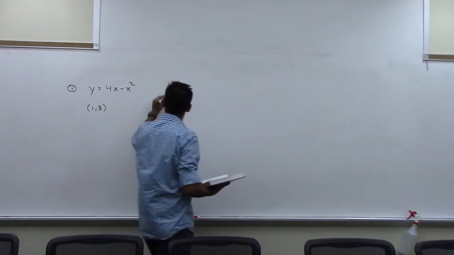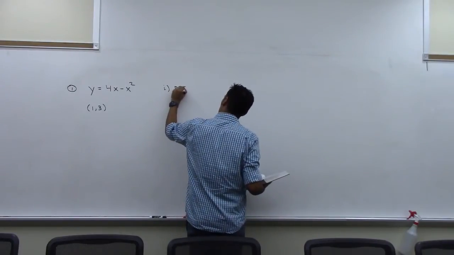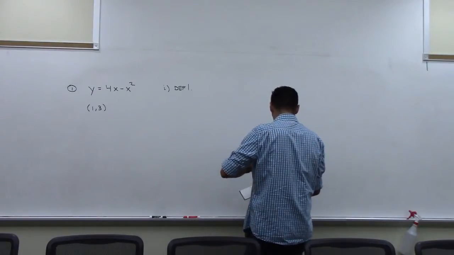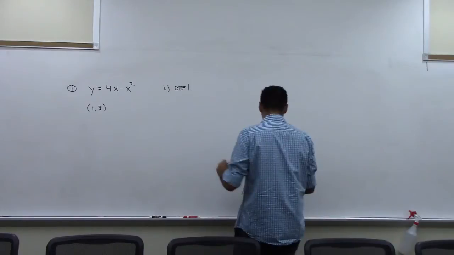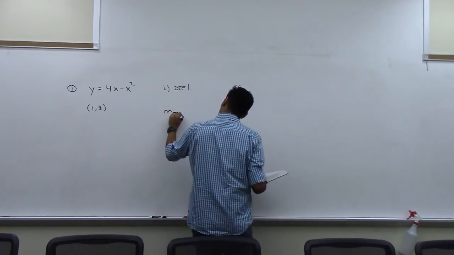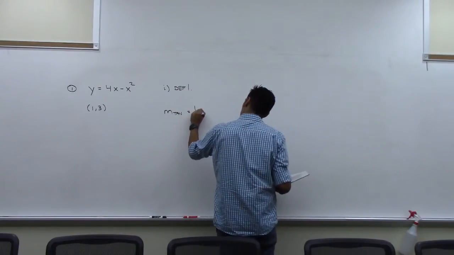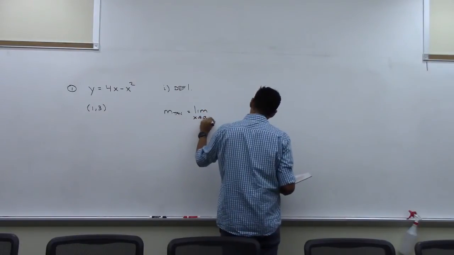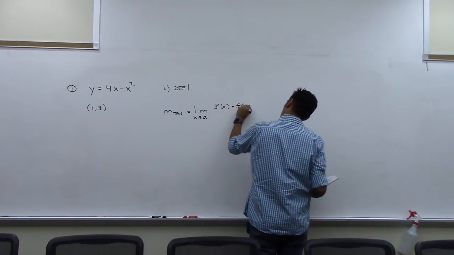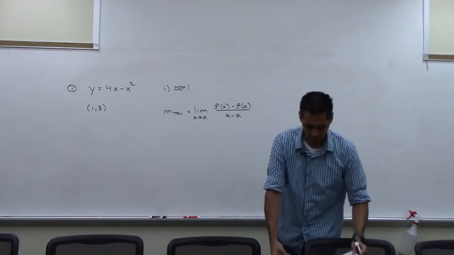For part 1, we want to use definition 1. Definition 1 appears in the book on page 75, which is that the slope of the tangent line, I'm going to put m tan, is equal to the limit as x approaches a of f of x minus f of a over x minus a. We'll start with that and then we'll do the other one.